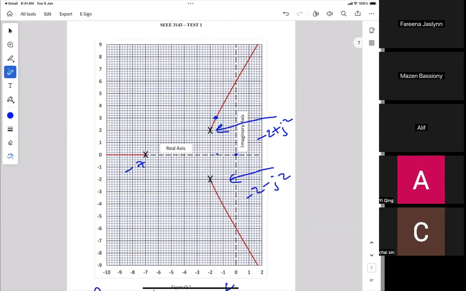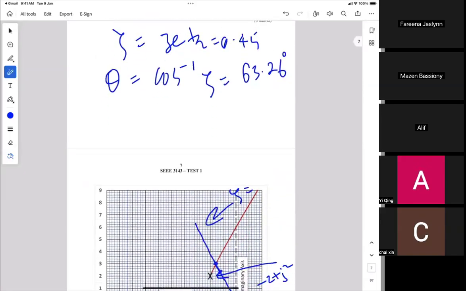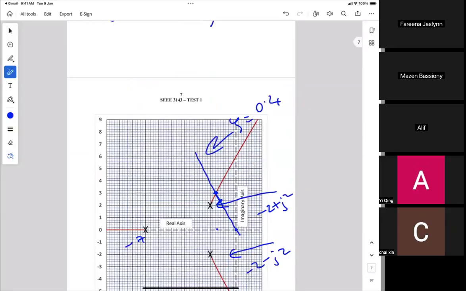So what I did is I drew a straight line on the iPad. Okay, so that is your zeta, 0.45. And what is the dominant pole over there?